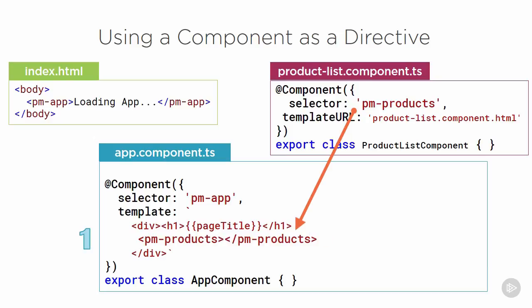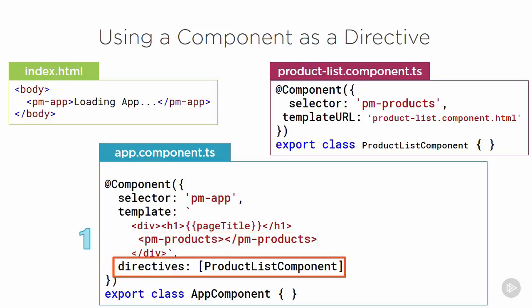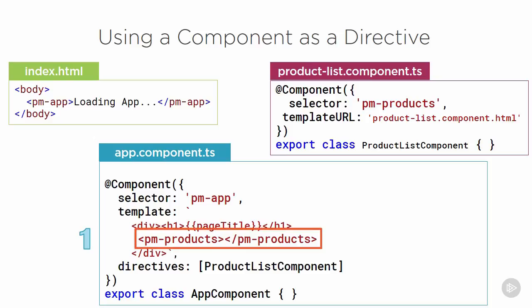This is often our first step. Add the directive where we want to display the directive component's template. But the browser doesn't understand this element tag, so we have to specify that it is a directive and which component that directive is defined within. We do that by adding the directives property to the container component's metadata. We assign an array to this property, and for each directive used in the template, we pass in the directive's component. Here we are using the PM Products directive.